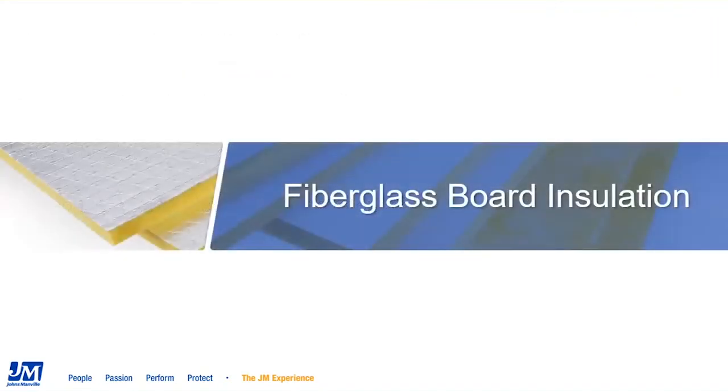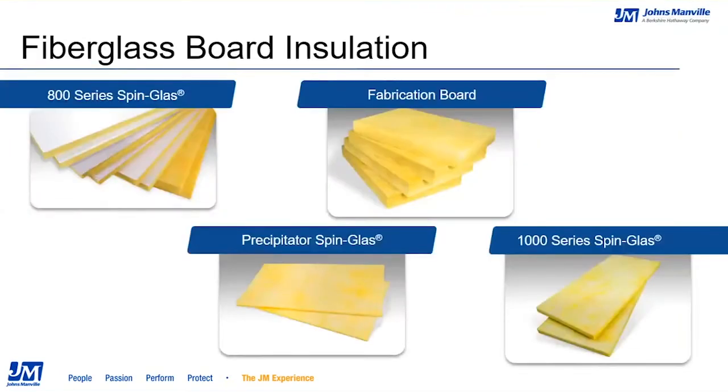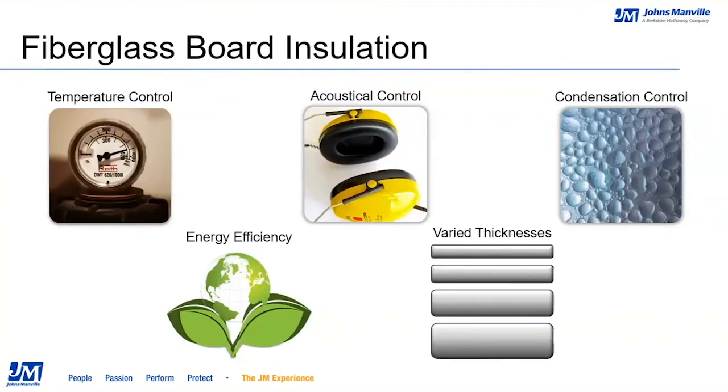Now we'll change gears and review our various fiberglass board insulations. There's a lot to keep track of here, so we'll start with a quick overview. JM's primary fiberglass board offerings include 800 series Spin Glass, fabrication board, precipitator board, and 1000 series Spin Glass. We also have offerings specific to marine applications that we'll review in a few slides. The benefits of fiberglass board insulation should look familiar. They are essentially the same as what we just reviewed in the Microlock HP section.